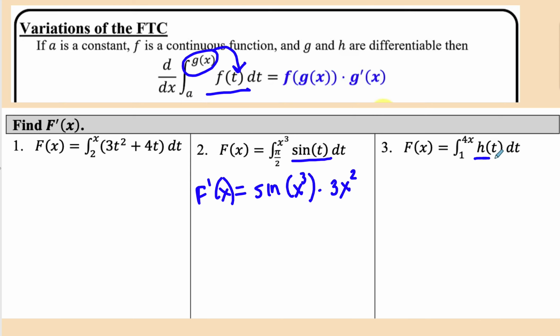Let's go ahead and do this. Remember, this is the function, and this has to be inserted inside here. So the undoing process gives just the function, h of 4x. So they undo each other. We just get this back, but with this inserted in it, and then don't forget to multiply by the derivative of the inside.